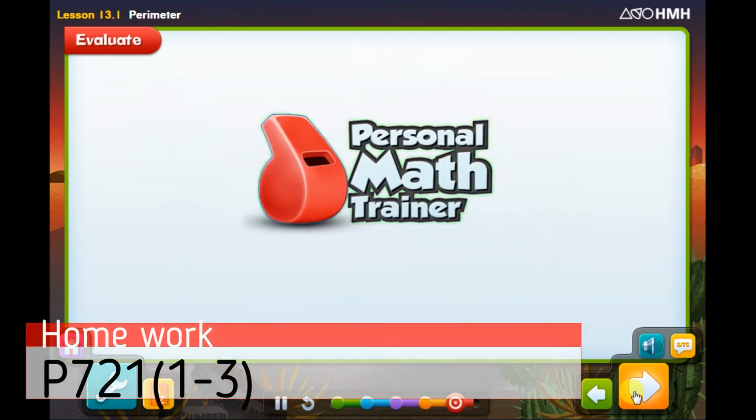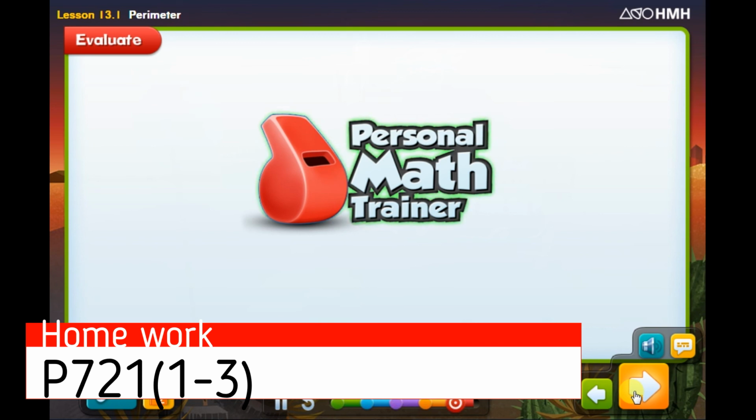Now try your homework on your own with the personal math trainer. It includes the exercise you saw at the beginning of the lesson.